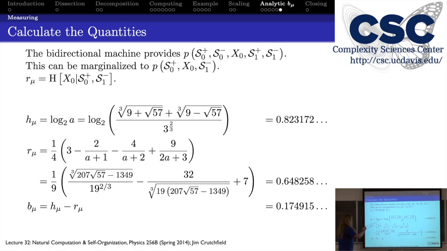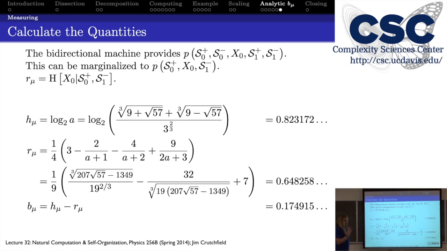H mu, we already know is the log of A, which is the log of this thing, which is that value. R mu, when we solve this right here, is actually equal to this. Turns out not to have any logs in it at all, which we then plug in what A is and numerically solve. And then B mu is just H mu minus R mu, which we get there.